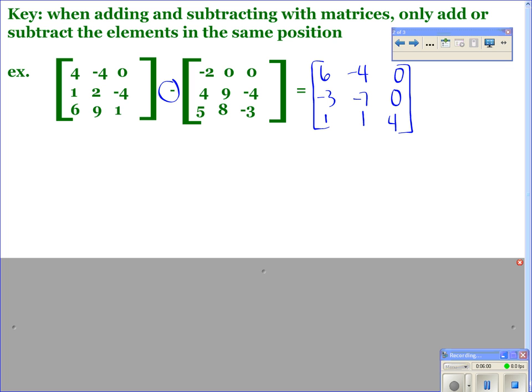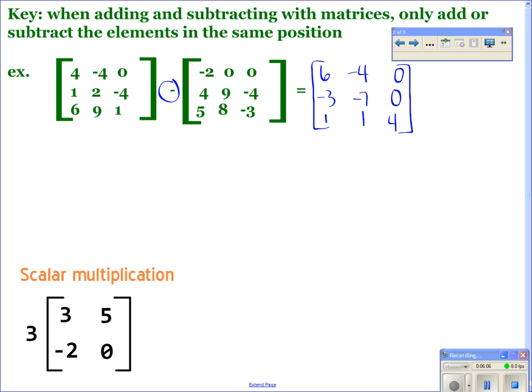It's a nice chapter to end the year with. The last thing before we try a couple of examples is also review. This is scalar multiplication. Whenever you have just one single number outside of a matrix, what should we do? Yep, just times it by everything inside. So it's kind of like distributing. So we've got 9, 15. That would be your answer.